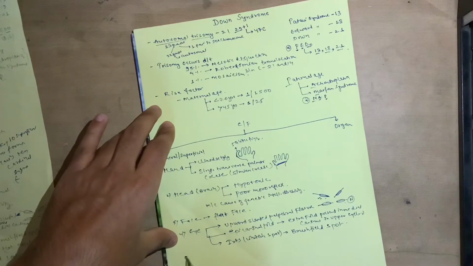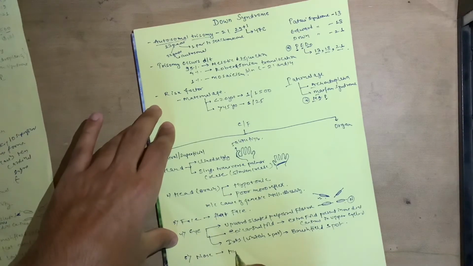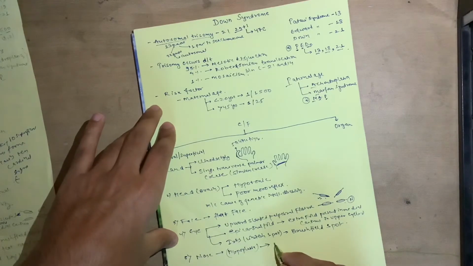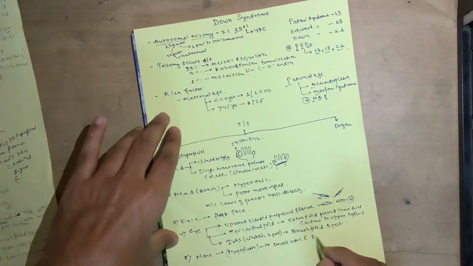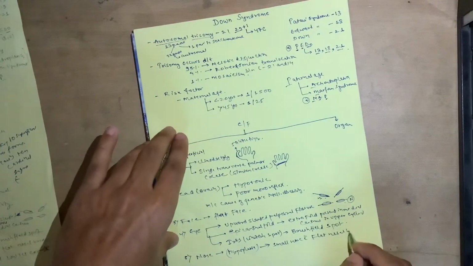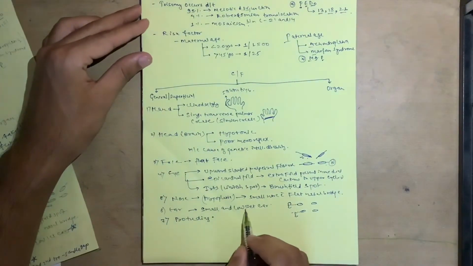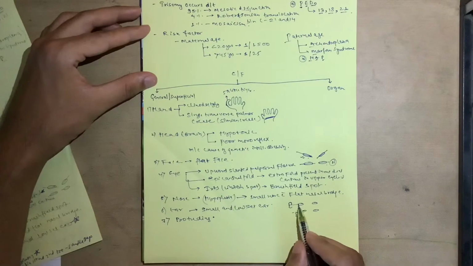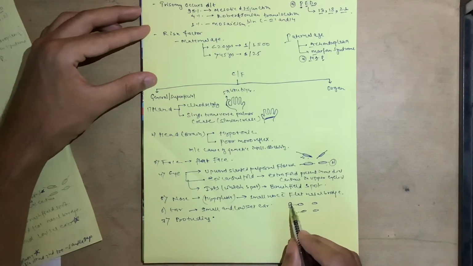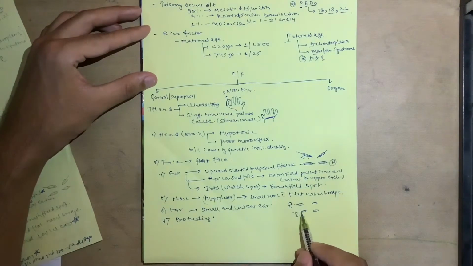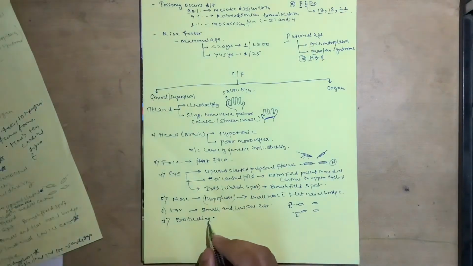Then in the nose there is a hypoplasia leading to a small nose with a flat nasal bridge. So moving on to the ear. The ears are small and low set. That is, when you draw a line from the lateral canthus, a certain part of the pinna lies above that line. But in Down syndrome, the ears are below that line. And there is a protruding tongue.